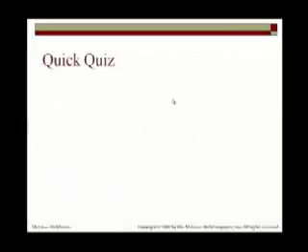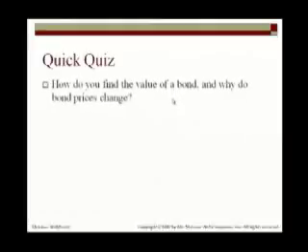All right, so that pretty much summarizes things. Let's go through a quick quiz here. How do you find the value of a bond, and why do bond prices change? Well, the value of a bond is the present value of its future payments. And why do bond prices change? Well, they change because risk changes. They change because interest rates change. Maybe the default risk changes, and so on.